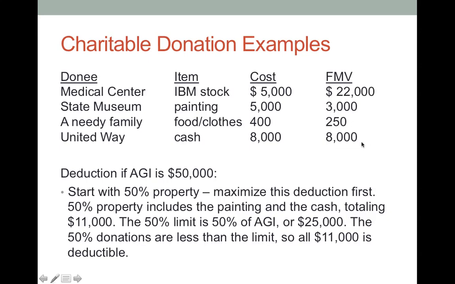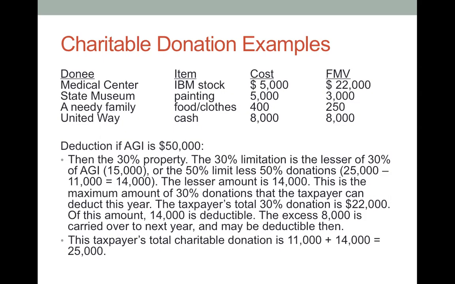So the total amount of our 50% donations is $11,000. If we take 50% of our AGI, we get $25,000. So again, we can deduct the entire $11,000 donation of 50% property because our actual donation is less than the 50% limitation. So in this scenario, again, we can deduct all $11,000. But if our AGI is $50,000, it will have an impact on how much we can deduct of our 30% property. Our 30% property is that IBM stock.